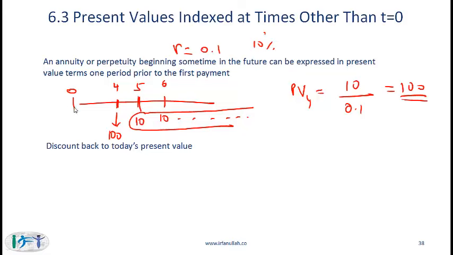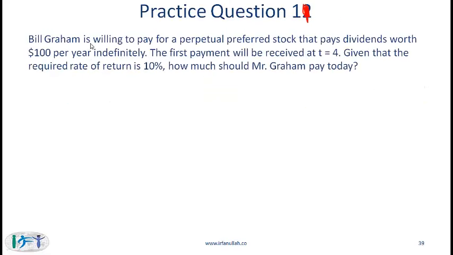So what then is the present value at time 0? That will simply be the discounted value of 100. So the present value at time 0 will be equal to 100 discounted back to time 0, which would be 100 divided by 1.1 to the power of 4. Power of 4 because this 100 is being taken back 4 periods. Let us see if you can solve this problem now.